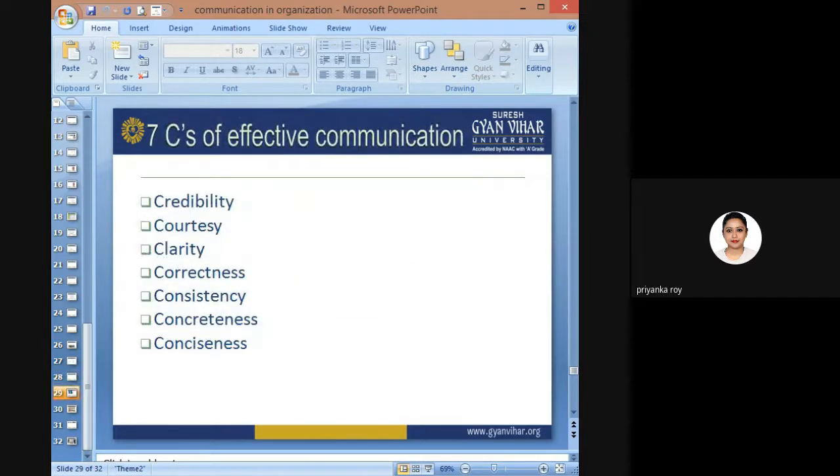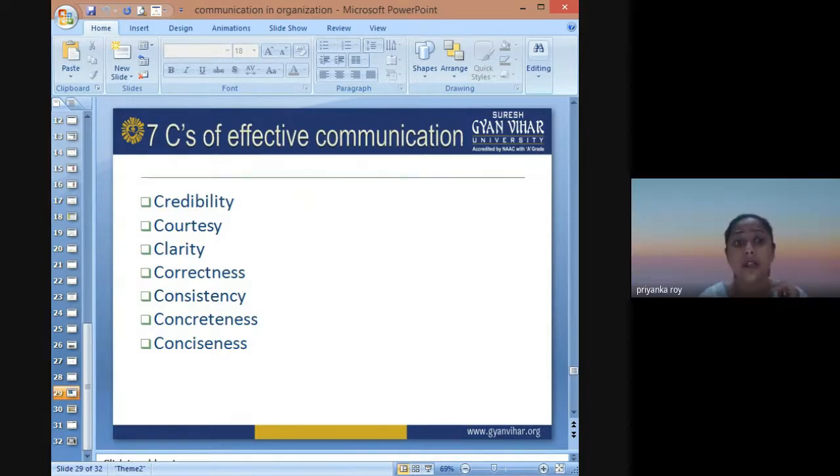Having talked about barriers to organizational communication, we can come to a conclusion that there are 7 C's of effective communication. That is credibility, courtesy, clarity, correctness, consistency, concreteness and consciousness in the communication field.